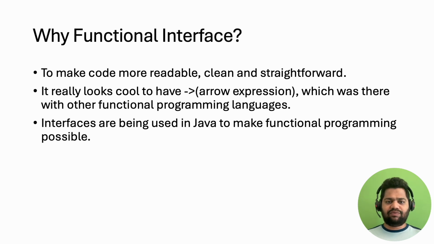Let's try to understand why we need functional interface in the first place. Functional interfaces make our code more readable, clean, and straightforward. It really looks cool to have arrow expression, which was there with other functional programming languages. And also don't forget that interfaces are being used in Java to make this functional programming possible.